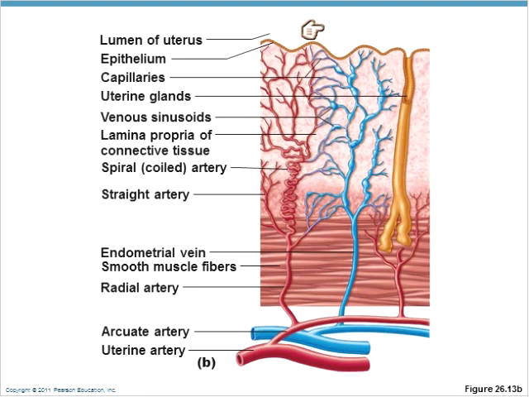This takes you to that process. You can see the opening of the uterus. This is what we're talking about here. You can see the epithelial layer. There are the capillaries and the uterine glands that we're talking about.